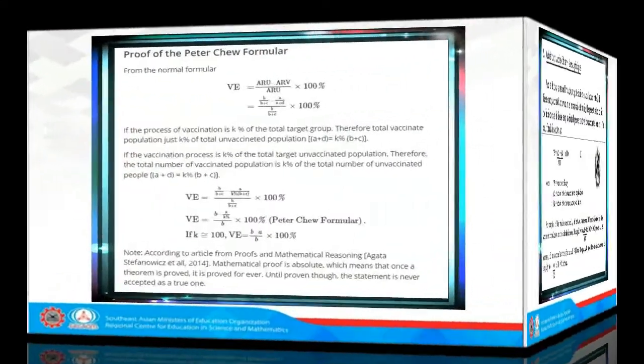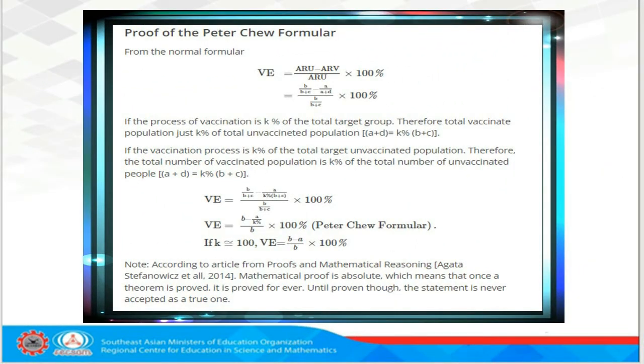Proof of the Peter-Chu formula. As mentioned, the vaccine efficacy formula is as shown. If the vaccination process is K% of the total target unvaccinated population, therefore the total number of vaccinated population is K% of the total number of unvaccinated people. A plus D equals K% times (B plus C), as shown.